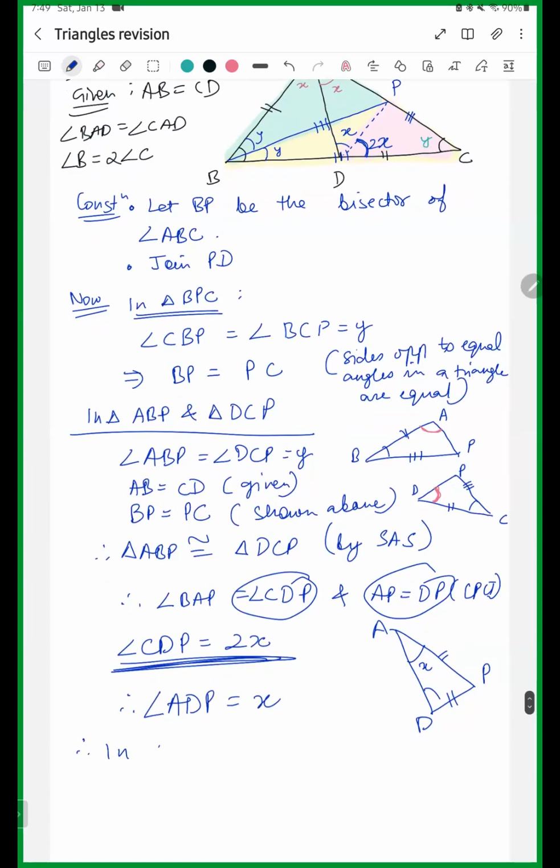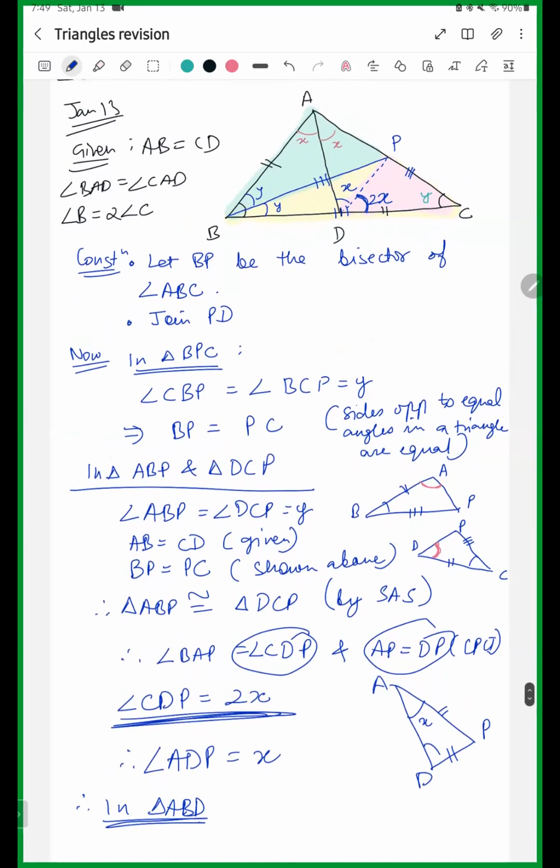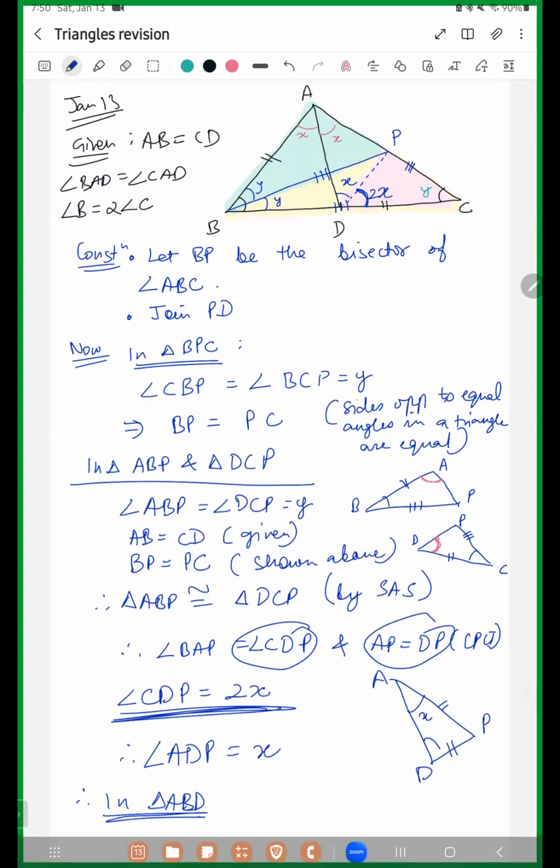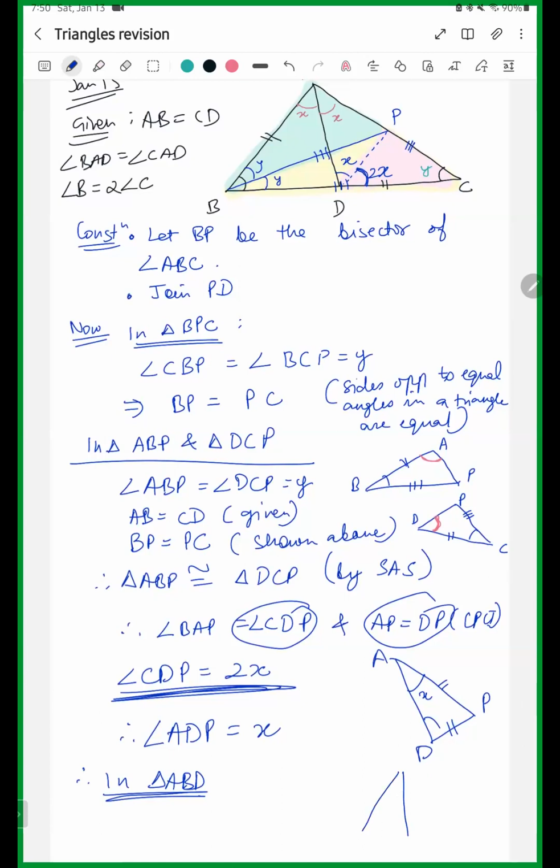Therefore, in triangle ABD, we have triangle ABD means this one. In triangle ABD, this angle over here is 2x plus x, which is 3x, right? So the exterior angle here is 3x. And this one is x and this one is 2y.